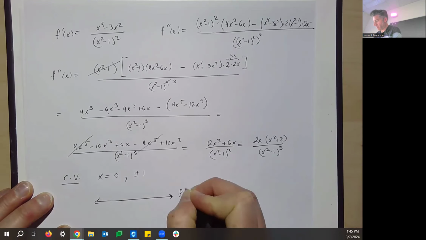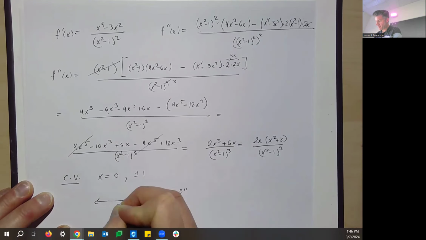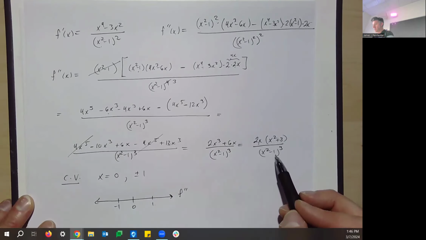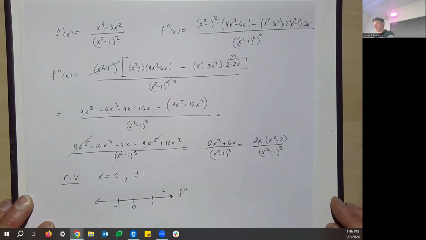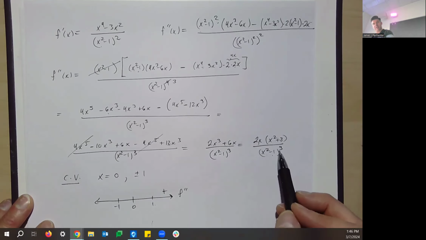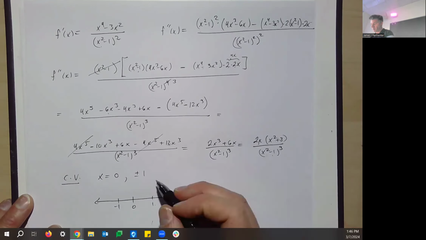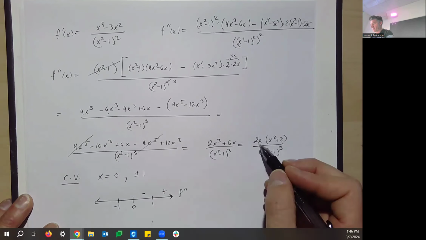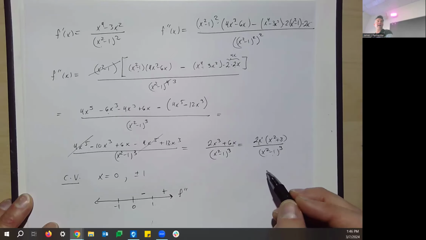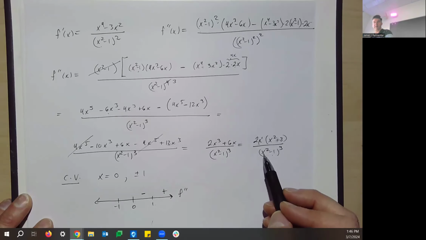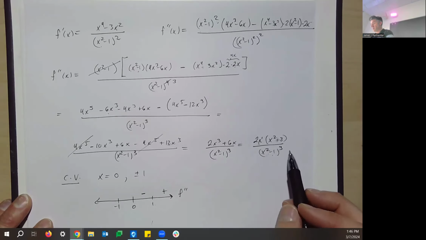Here's my number line for the second derivative. Picking a number larger than 1, like 2: positive, positive, positive. Picking a number between 0 and 1, like 1/2: positive, positive, negative, and the negative number cubed is still negative, so it's negative overall. Then we change signs at 0 as well because 0 came from x to the first, which has an odd power. But you can pick negative 1/2 and say negative, positive. Negative 1/2 squared is 1/4, minus 1 is still negative. So negative, negative is positive.